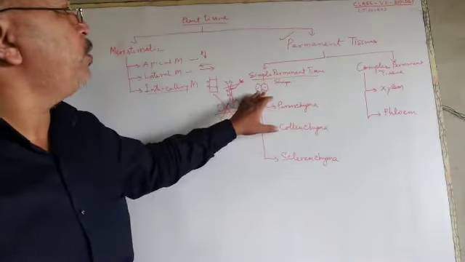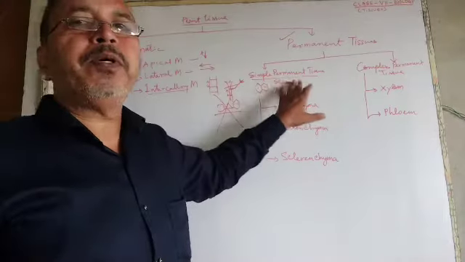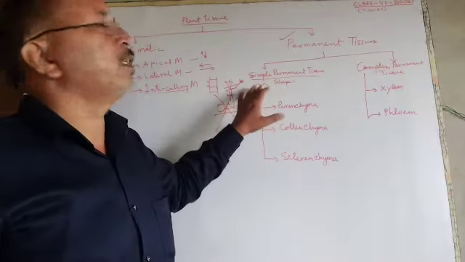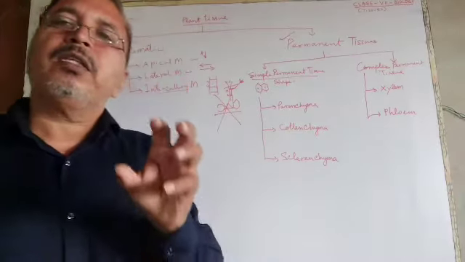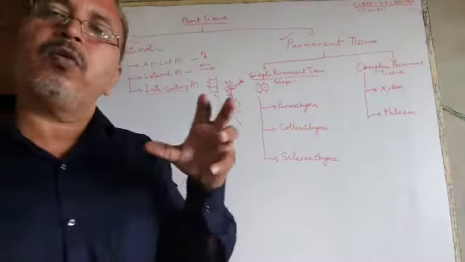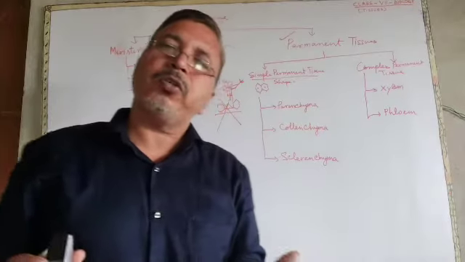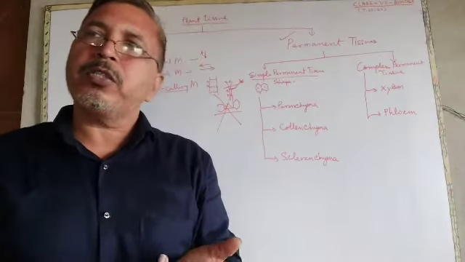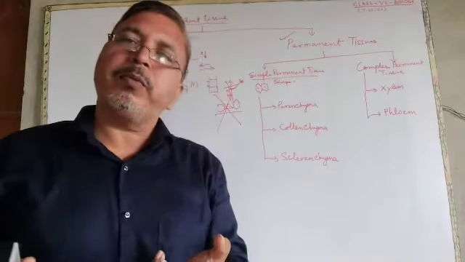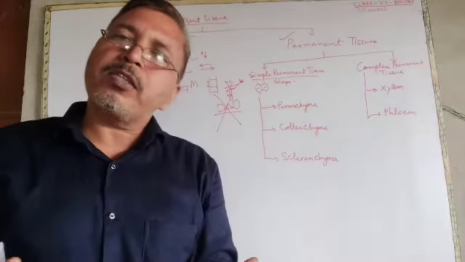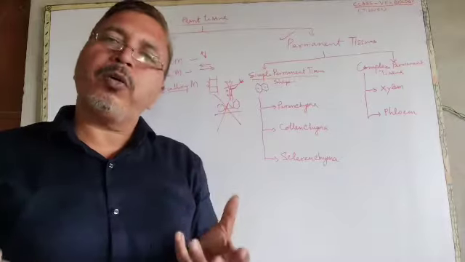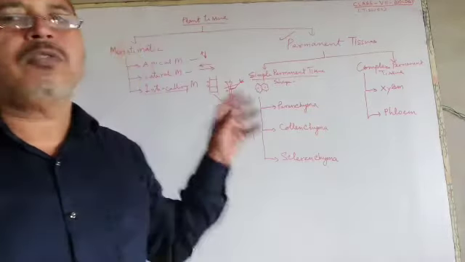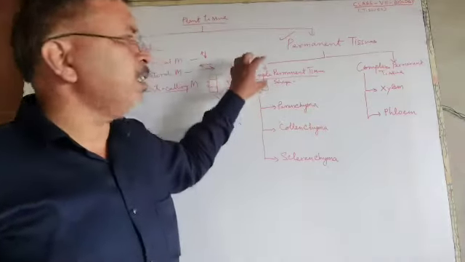Simple permanent tissue is called simple because the kind of cells are uniform. Uniform in the sense that they are of the same kind. Either all living cells will make this tissue, or all dead cells, or all circular cells, or all oval cells, or all hexagonal or polygonal cells will make the tissue. So similar kind. This is simple.